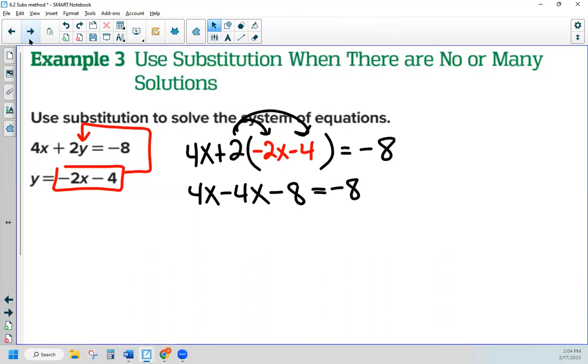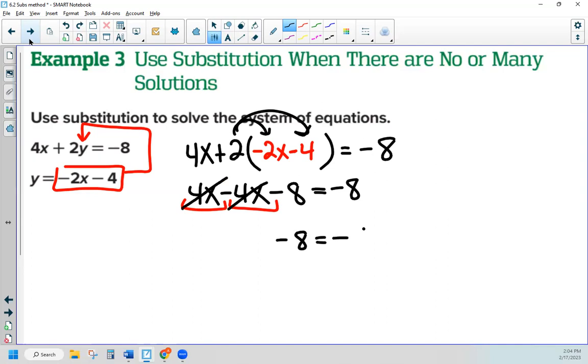All right, what can we see here? Continuing to put things together, we notice that these two things right here are like terms. They're the same type of number, so we can add or subtract them, combine them. A 4x minus 4x goes away. It's 0. And now what are we left with? We're left with negative 8 equals negative 8. That right there is a true statement.